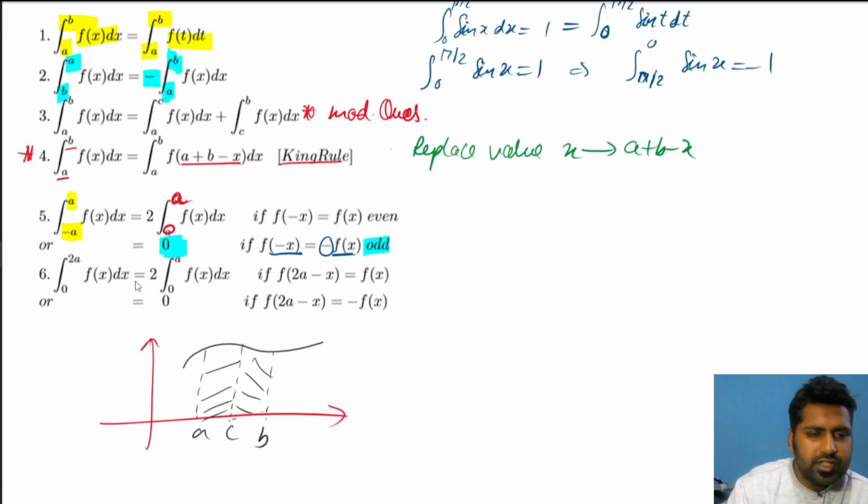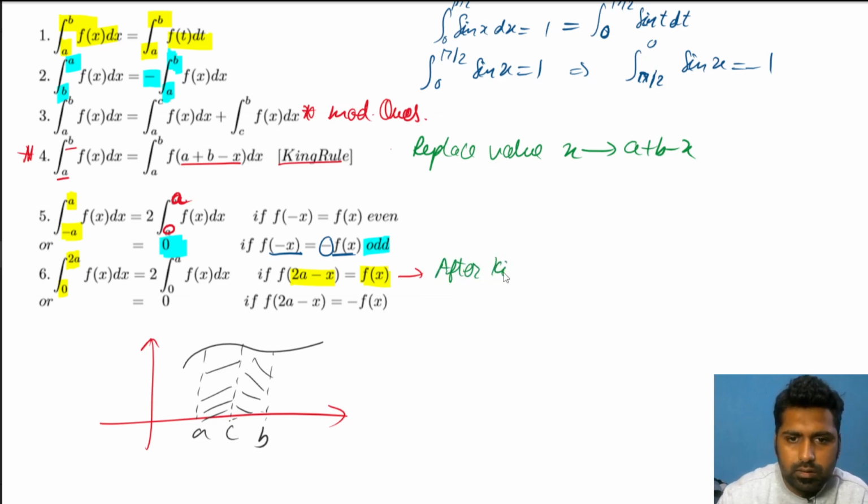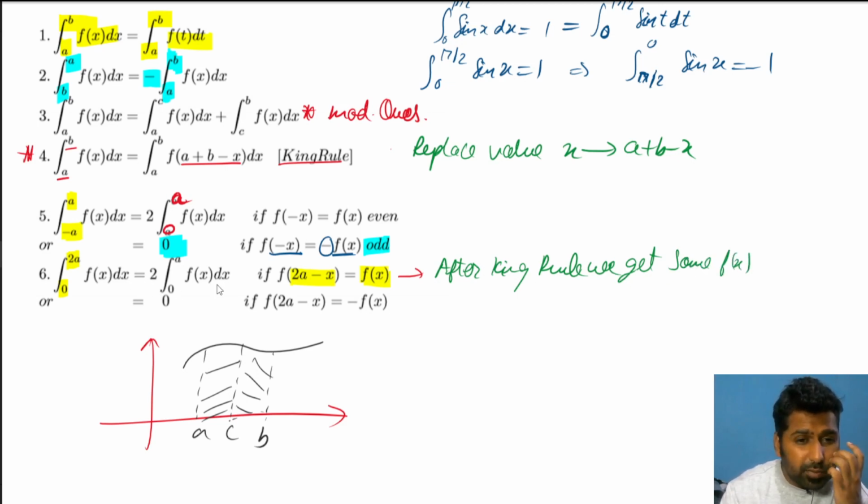Okay, the identification of the last property comes with 0 to 2a. Whatever the limit is, that is 2 into something. Now if you take 2a minus x, what is this? We have added the limits and then subtracted x. If that results in the same function, what is going to happen? If you apply the king rule, after the king rule we get the same function f(x). If that happens, that means this property is applicable.